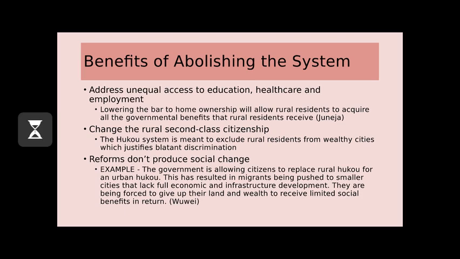Third, reforms have not been effective. For example, the government began to allow citizens to replace rural hukou for urban ones, but this has only resulted in rural migrants being pushed to smaller cities that have yet to reach full economic and infrastructural development, and thus are still far behind rural residents.